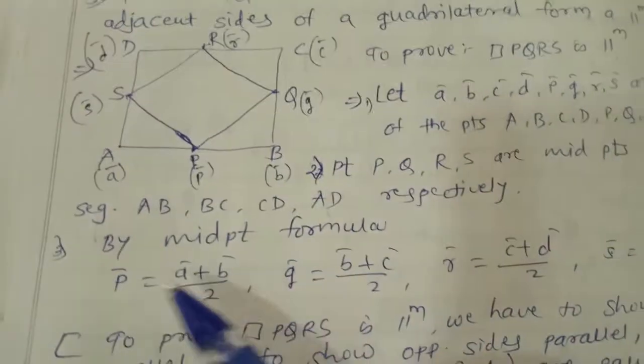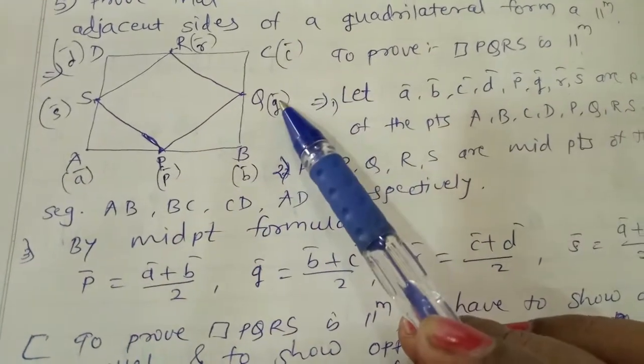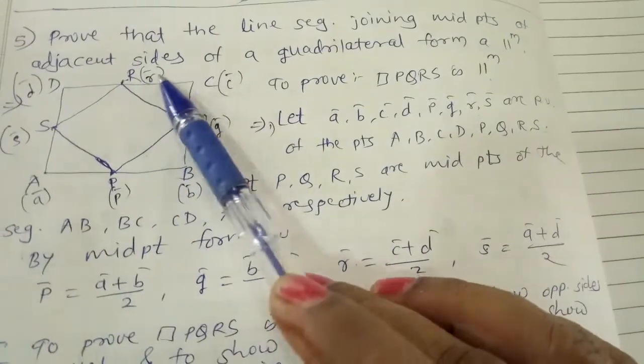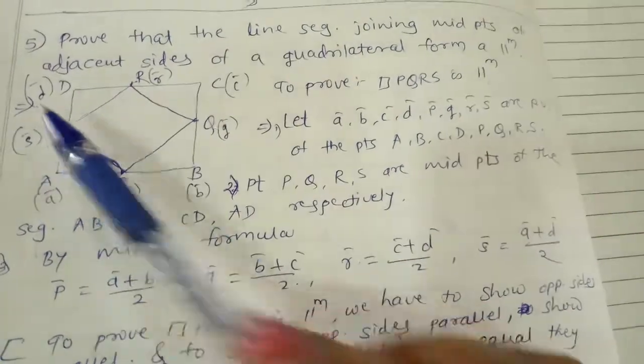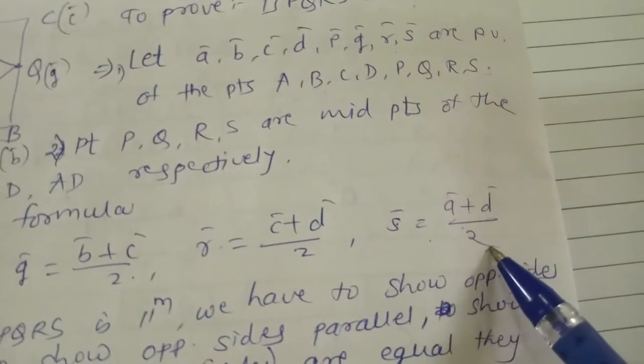So using this midpoint formula, P bar is equal to (A bar plus B bar) upon 2. Q bar is equal to (B bar plus C bar) upon 2. R bar is equal to (C bar plus D bar) upon 2. And S bar is equal to (A bar plus D bar) upon 2.